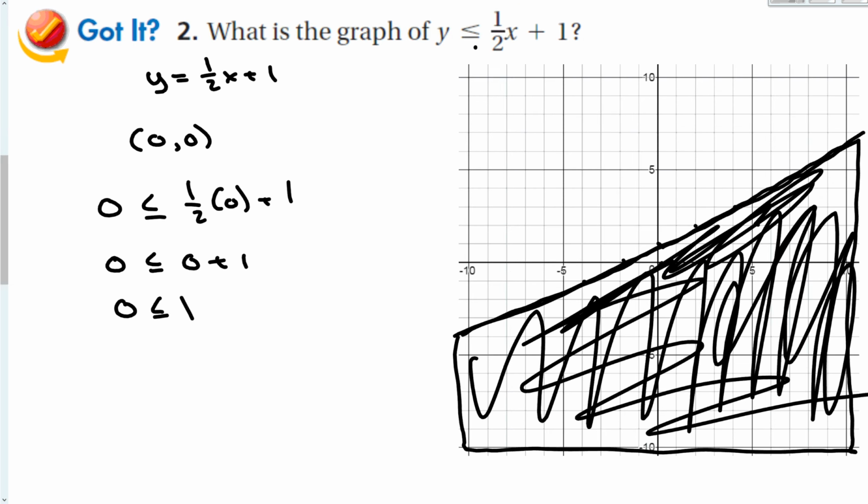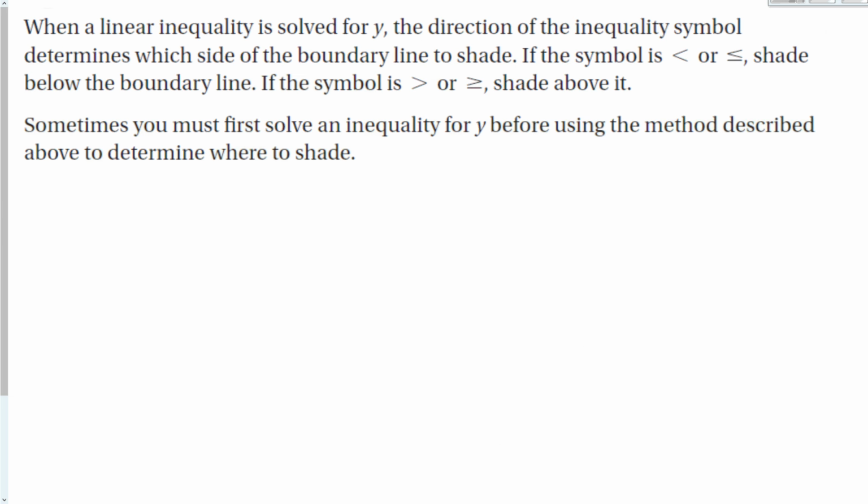Because this one was less than or equal to, I wanted my shading to be below the line because I want the shading to be less than. So that's another way to think about which way to shade your inequality. So this says if the symbol is less than or equal to, shade below the boundary line. If the symbol is greater than or equal to, shade above the boundary line. Sometimes you must first solve the inequality for y before using the method described above to determine where to shade.